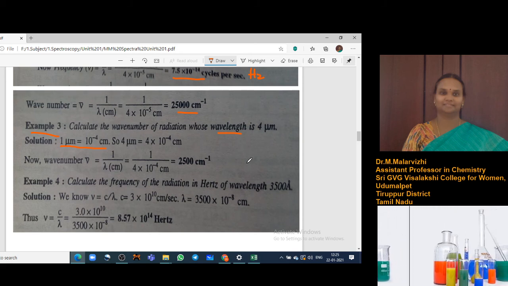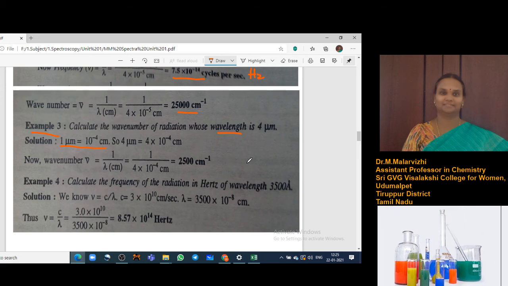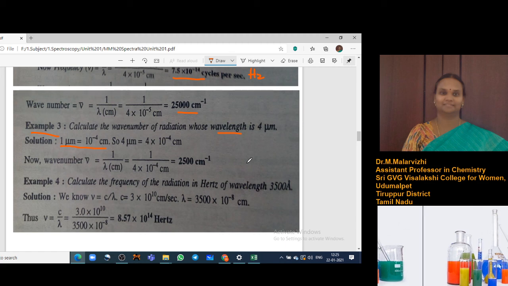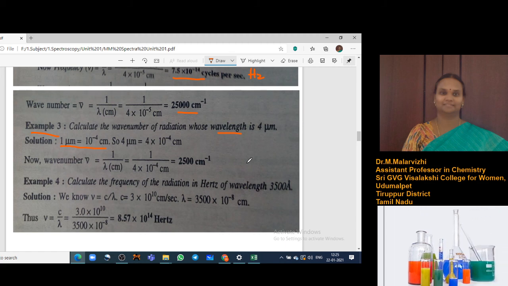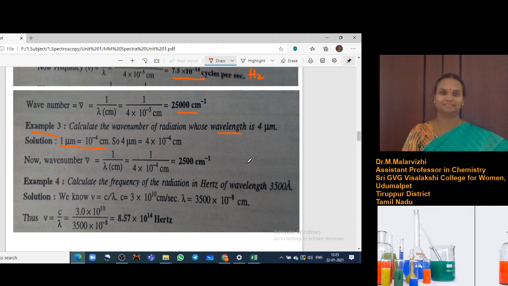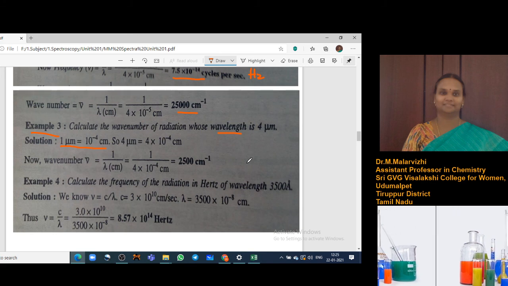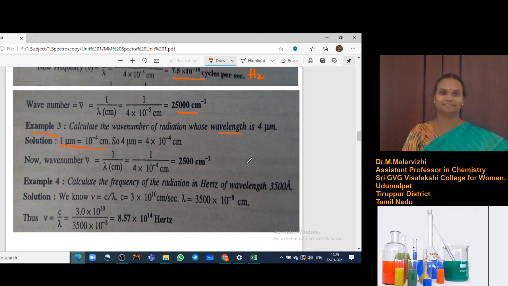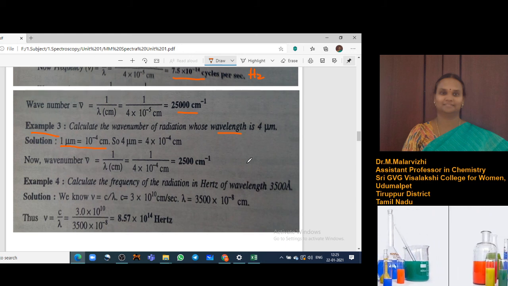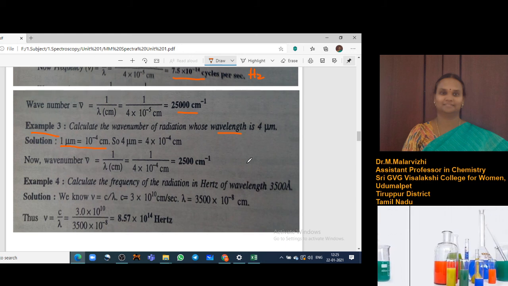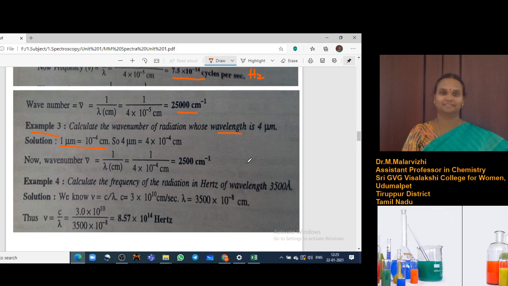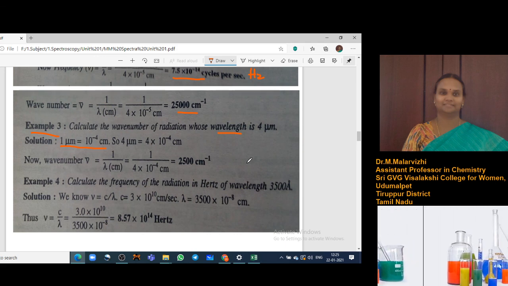Likewise, here it is given as 3500 Armstrong unit. So convert that Armstrong unit into centimeter. 3500 into 10 power minus 8 centimeter we have found. Okay, so in the relation, when you substitute, what is the value of c? 3 into 10 power 10 centimeter per second. So c by lambda is 3 into 10 power 10 divided by 3500 into 10 power minus 8.